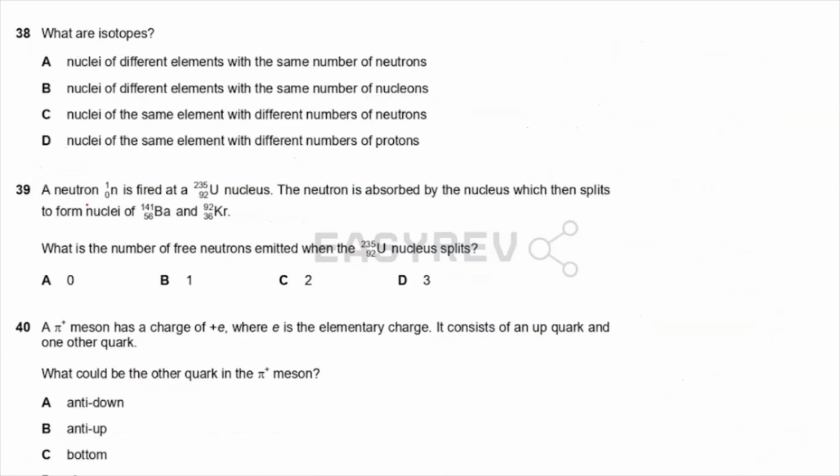Now here we're in the last stretch. 38 is basically an application of the definition of isotopes. We know isotopes are elements with the same number of protons but different number of neutrons. Right? With this in mind, we want different number of neutrons, so there's only one option that matches this, and that is C. Now on to 39.